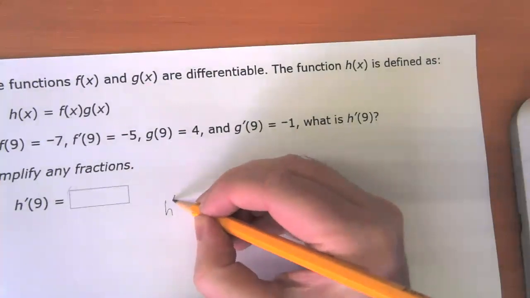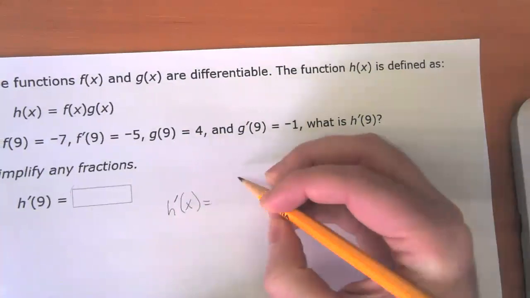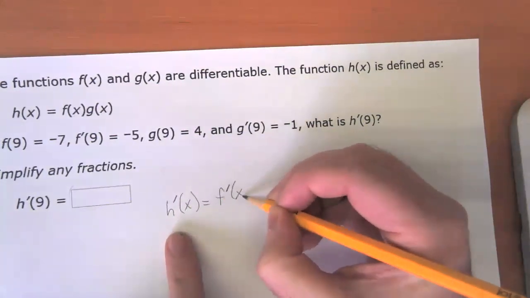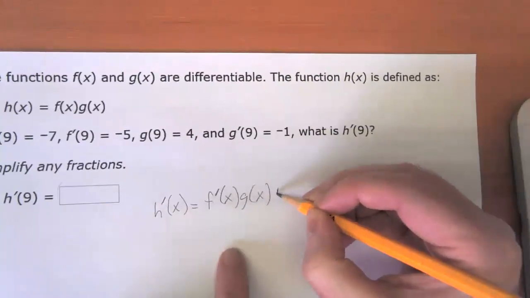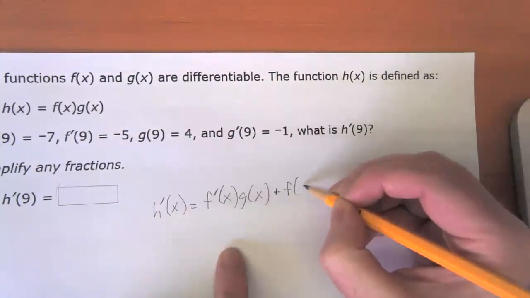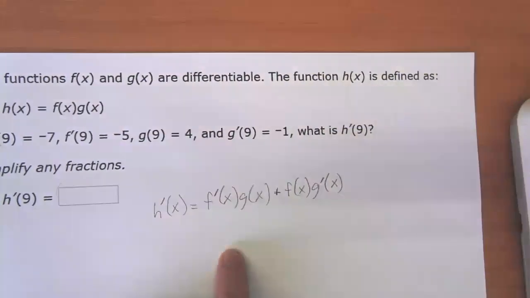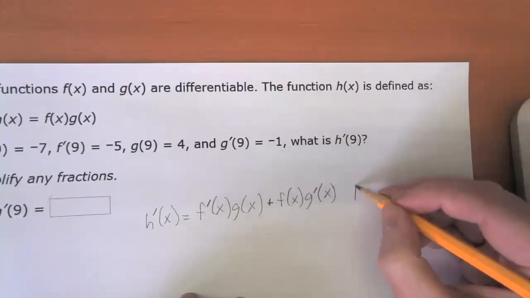And what the product rule says, evaluated at x, is that we need to find the derivative of f times g of x, and then add that to f of x times the derivative of g of x. Okay, this is all the product rule says.